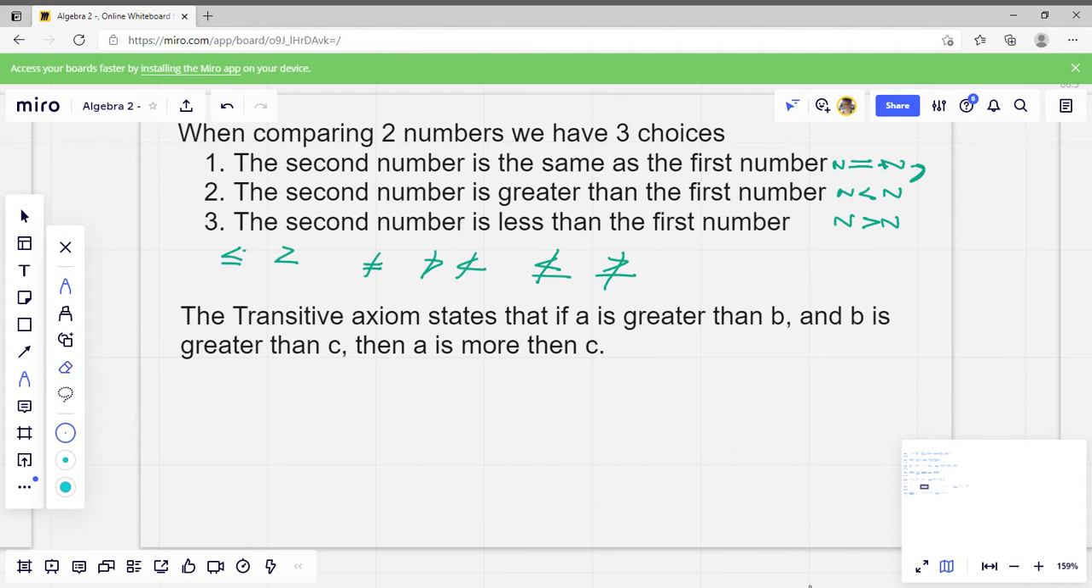Now, the transitive axiom is saying that if it's not two of those, then it has to be the other. So like if we have something that is greater than, that means it could be, or lesser than, that means it could be greater than or equal to. It could not be greater than or equal to, right? So these are the same thing. All right, so if x is less than 2, that means that x is not greater than or equal to 2, okay?